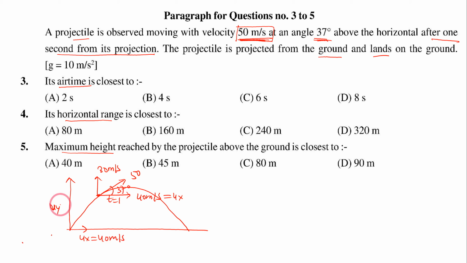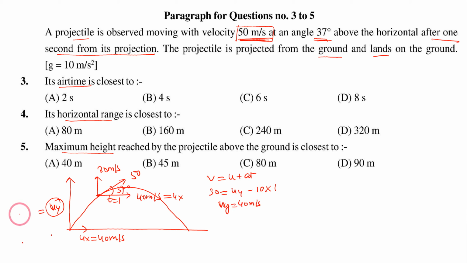Now for the y axis component we have to use the formula. What formula? v equals u plus at on y axis. So vy, the final velocity after 1 second, is given 30. So 30 equals uy minus 10 into t, in place of t 1. Okay. Now from here uy is also coming 40 meter per second.